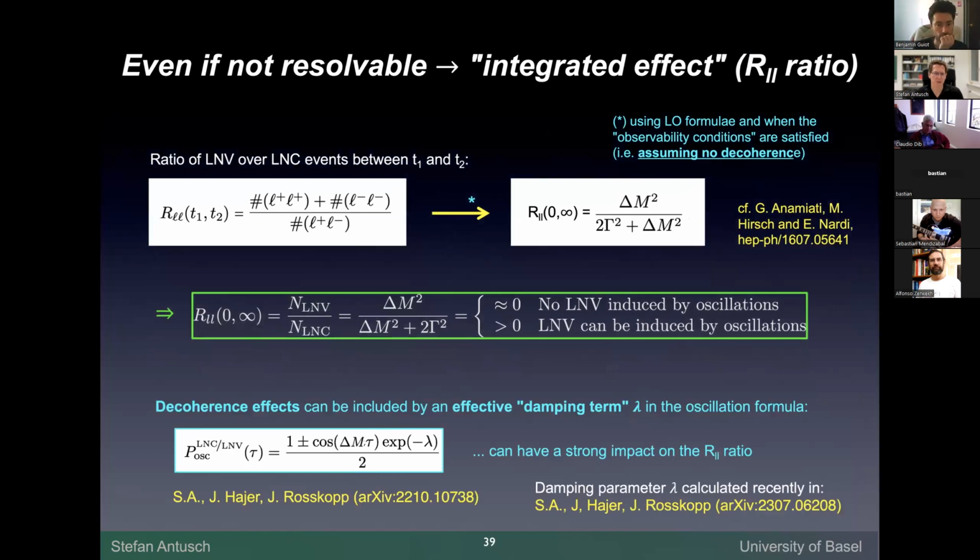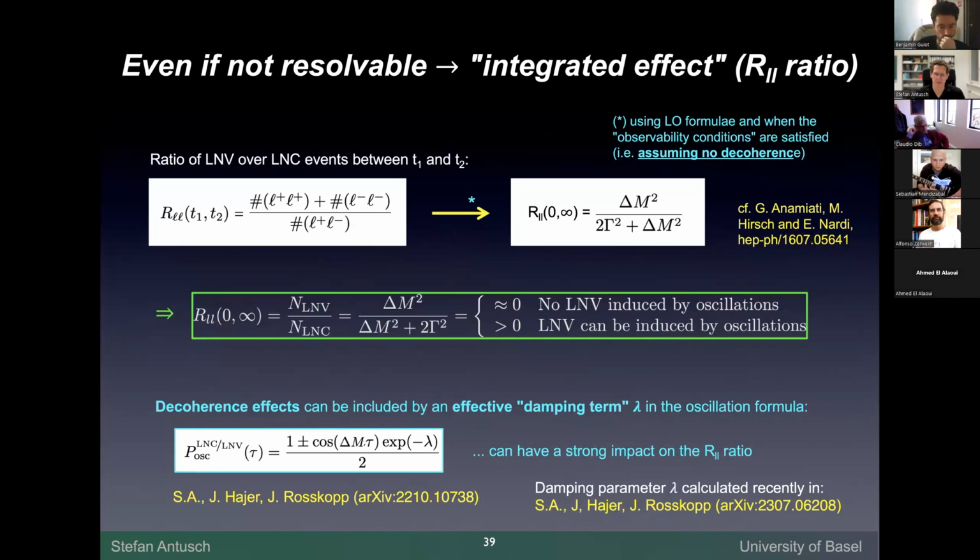Okay, there is one thing we looked at recently, and these are decoherence effects. They can have a strong impact on this R_ll ratio. We've calculated this in the formalism of QFT with external wave packets, and effectively you can introduce the resulting damping from this decoherence as an extra exponential term, suppressing this cosine term in this oscillation probability, as we've shown here. So this lambda parameter is governing the oscillations, and if this becomes very large, it's suppressing the oscillations. And in this paper that is shown here, we've calculated this damping parameter.